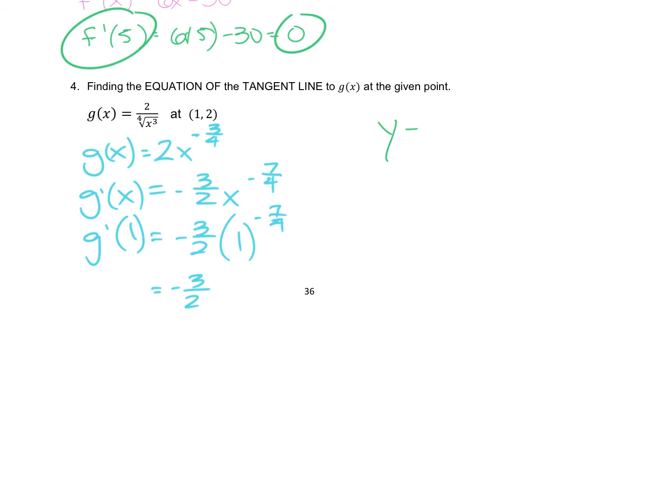So you can just plug in 1 to the original. Well, do you have to? You've been given your answer. Oh. At 1, it's 2. So I just go y minus 2 is equal to, what's my slope? Negative 3/2, x minus 1. Now, this could be a great multiple choice question, because would that one be hard for you to put into y equals form? No. Okay?